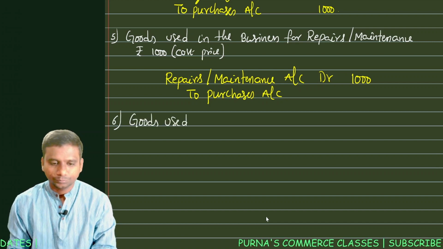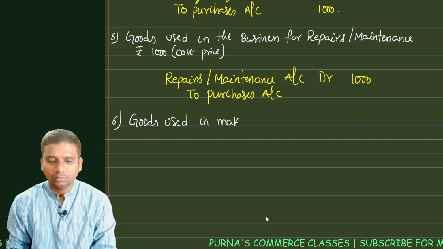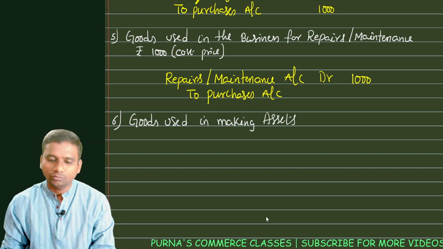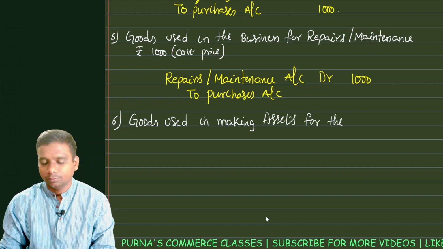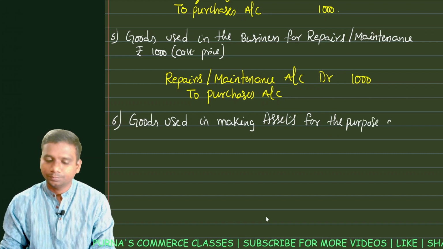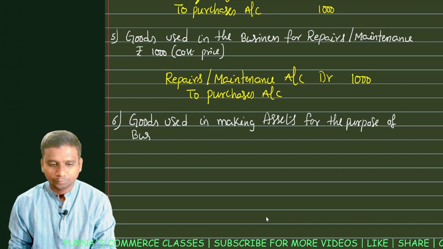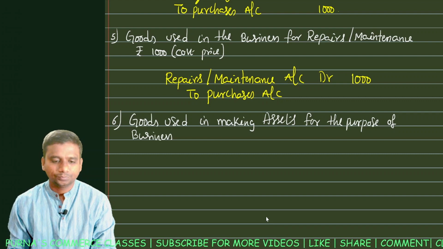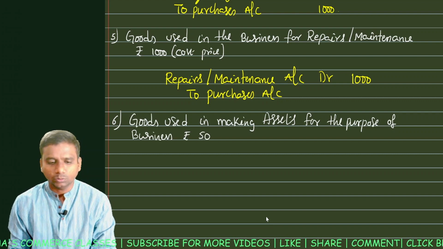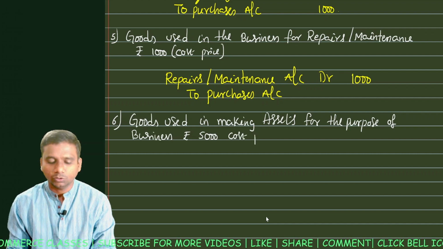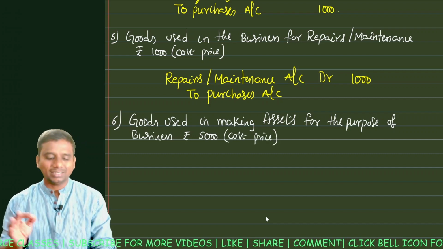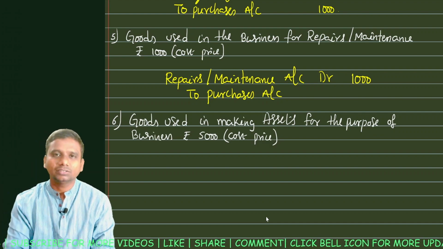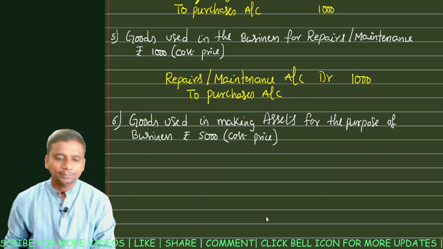Goods used in making an asset or in manufacturing of an asset for the purpose of business. Rupees, let us assume 5000 cost price. This is also cost price. Except sale transaction, the remaining all transactions of goods are written at cost price. Okay, right. Now look at what is the meaning of this.